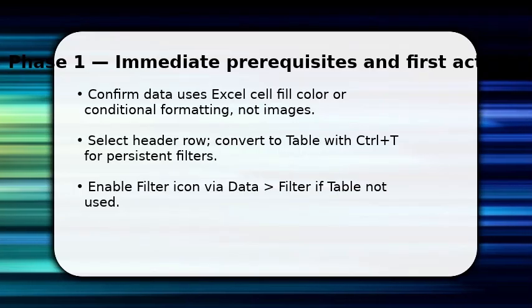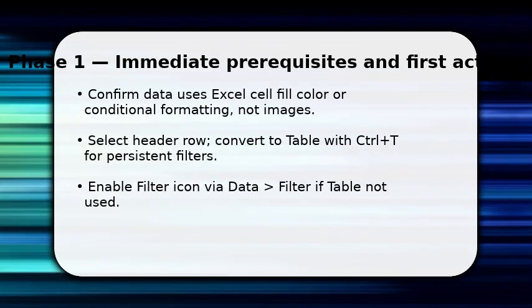You start by confirming your colored markers are actual cell fills or conditional formatting. Images won't work. Select the header row and press Ctrl+T to convert the range to a table. This keeps filters consistent as you add rows.